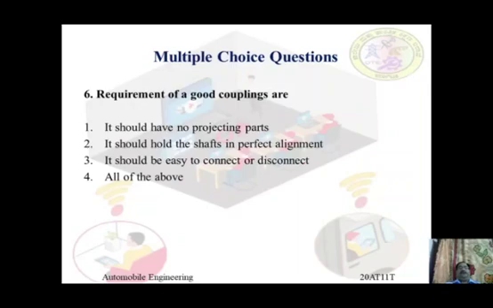So here options number 1, 2 and 3 are the points of the requirements of a good coupling. So here the option is the fourth one, that is all of the above, because above points number 1, 2 and 3 are the correct answers. So here we have to choose option number 4 because it is all of the above.